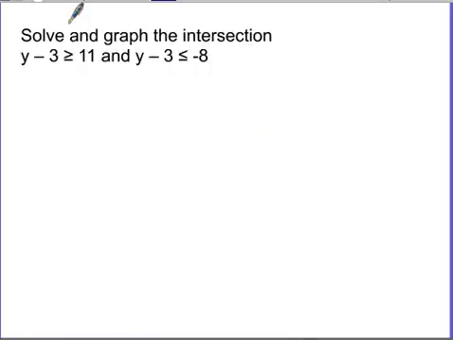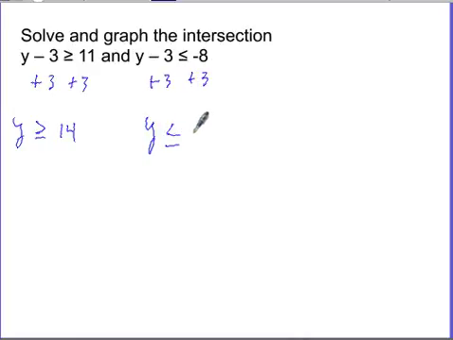Solve and graph the intersection. y minus 3 is greater than or equal to 11, and y minus 3 is less than or equal to negative 8. So add 3 to both sides. y is greater than or equal to 14. Add 3 to both sides here. y is less than or equal to negative 5.